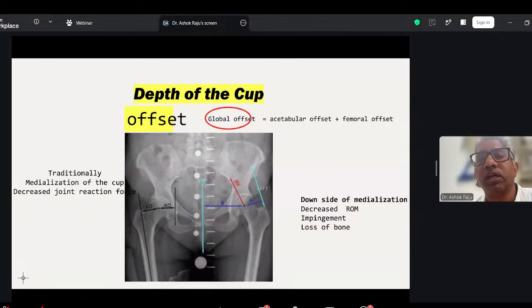What needs to be understood is the global offset, which includes the acetabular offset and the femoral offset. Femoral offset is fixed most of the time. It is the acetabular offset that determines it. So if you have a naturally high offset hip, then it's not good to medialize the cup. It is better to keep it a little lateral than to medialize. That is how one needs to understand the acetabular offset.